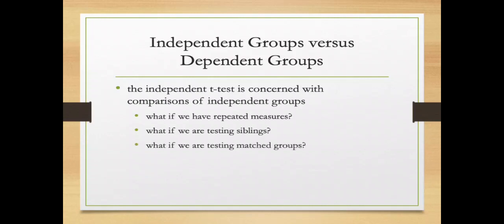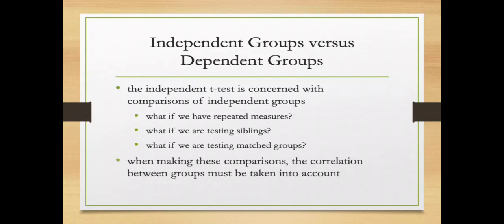Designs that involve the testing of siblings employ an implicit form of matching. There are characteristics that link the 2 groups. But we might also explicitly test matched groups in which the individuals are paired according to, for example, age, sex, weight, or academic performance. Regardless, when the groups are not independent, we need to take the correlation between groups into account.